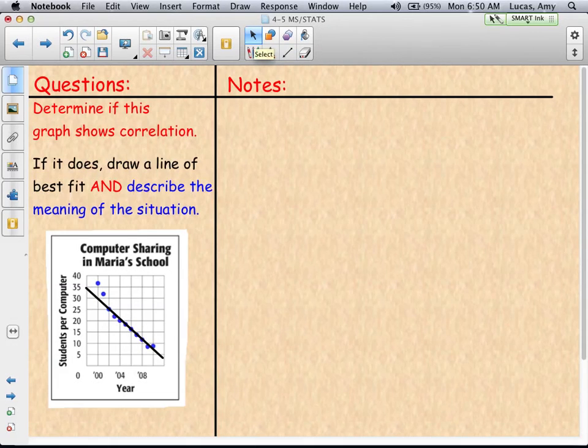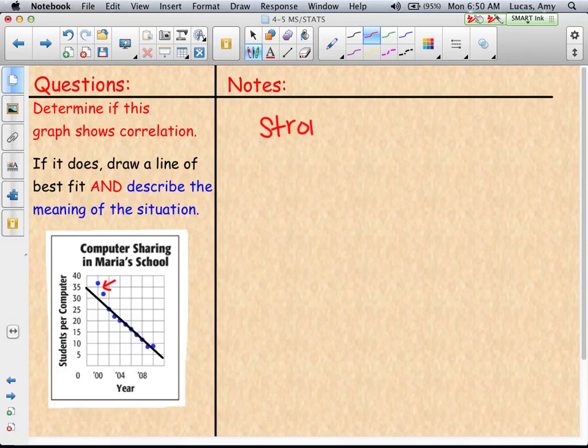I kind of ignored the 2 points that are up here above the graph because I want my line to go through the trend, and the trend to me, those are very tight. So I would say this is a strong negative correlation. Strong because it's almost linear. Weak would be if they were more spread out. So it's a strong correlation and it's negative. I drew my line of best fit. Now I just need to describe the meaning of the situation.